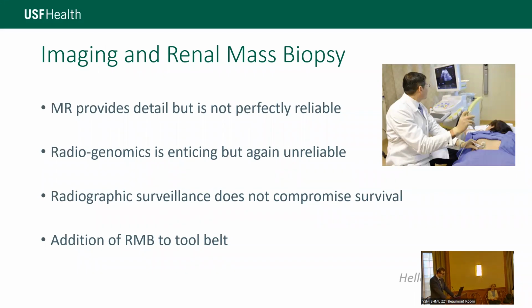And moreover, other options to help mitigate these problems in small renal masses include imaging and renal mass biopsy. And so again, as I mentioned before, CT and MRI are becoming more and more detailed, but still it's not perfectly reliable to just go off of the imaging to inform a patient.